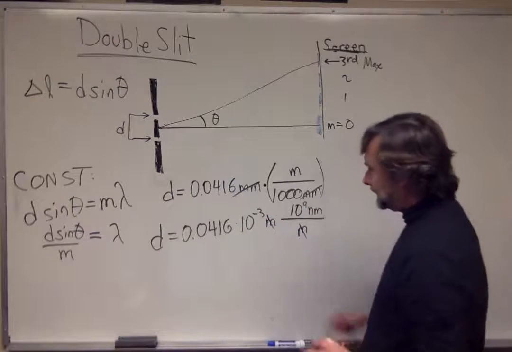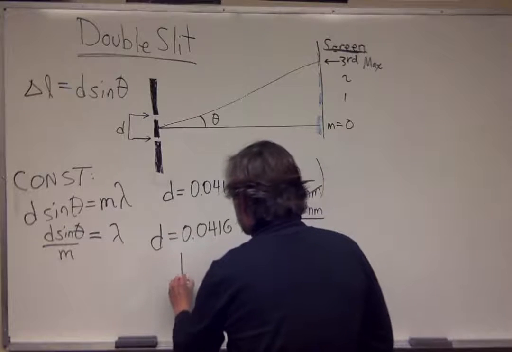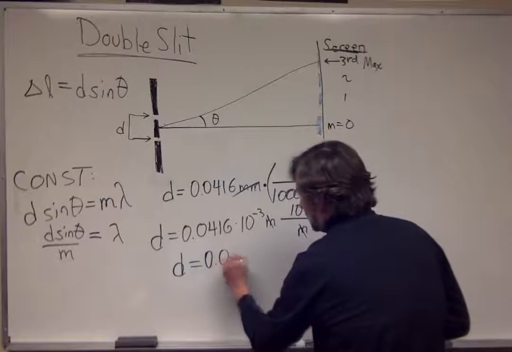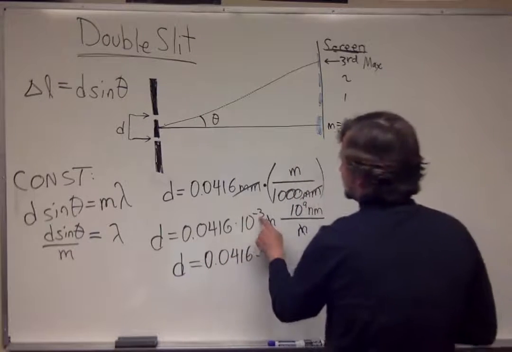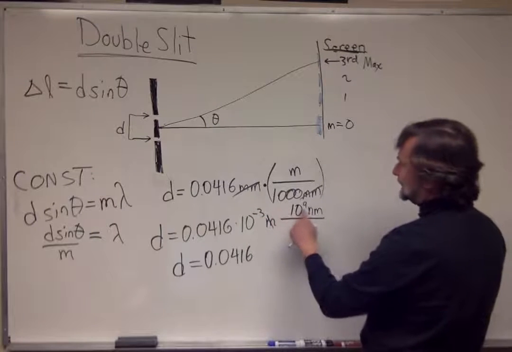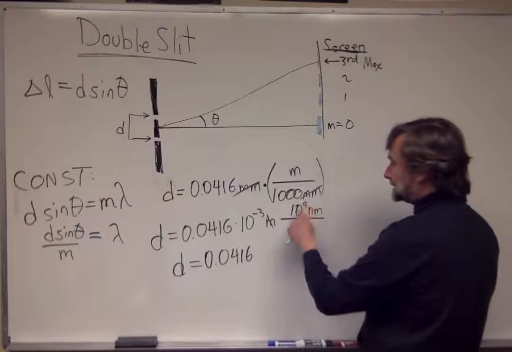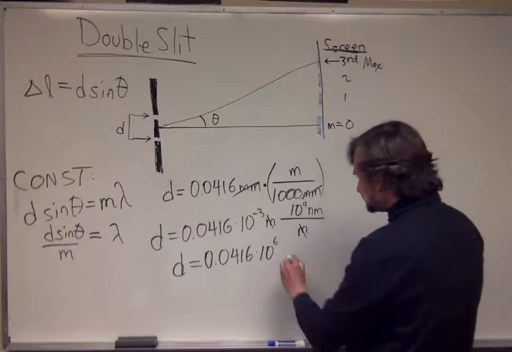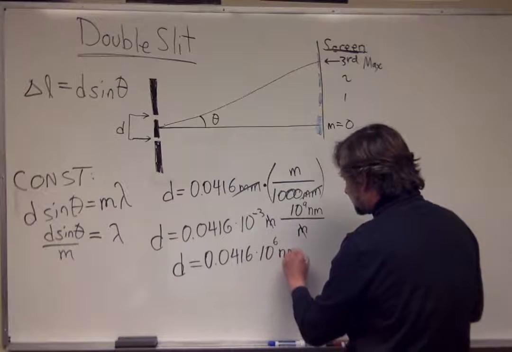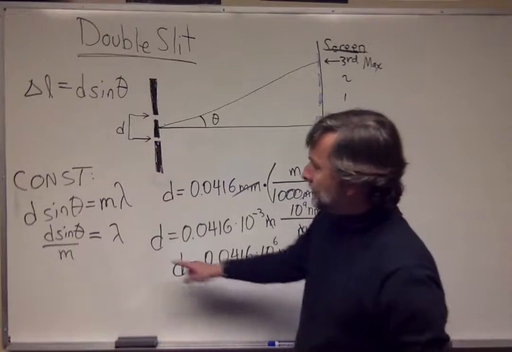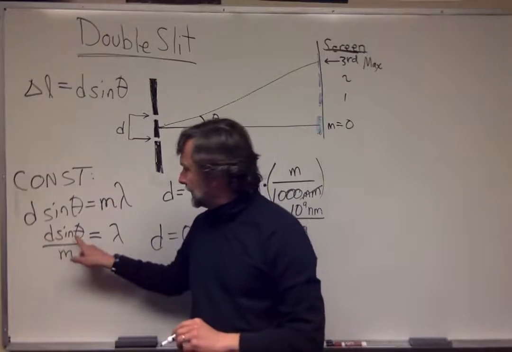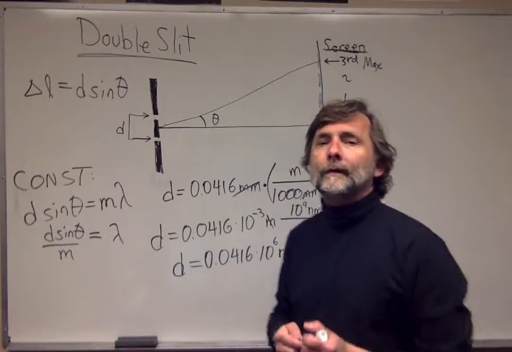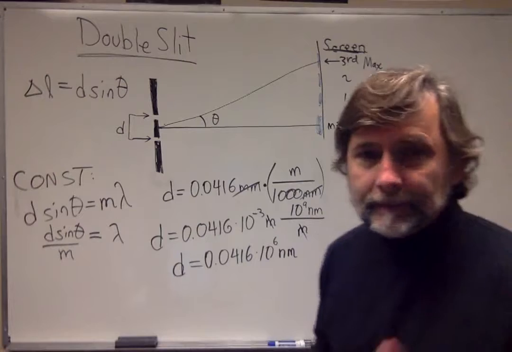So we can cancel that out, and then we could put all this together to solve for d in a more compact way. We would get d equals 0.0416 times 10 to the minus 3 times 10 to the plus 9. So 9 minus 3 is 6. So this would be times 10 to the 6, and then that's nanometers. And then we could use that in our problem right here, and then multiply through by the sine of the given angle, divide by m equals 3, and then we would have our wavelength in nanometers. So that's how I do that problem.